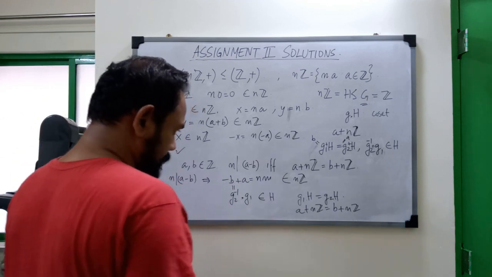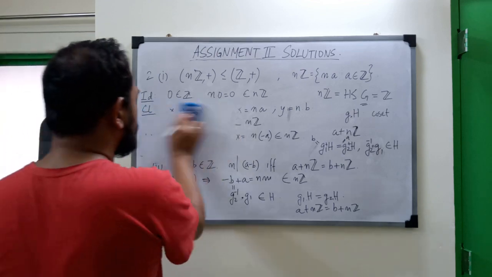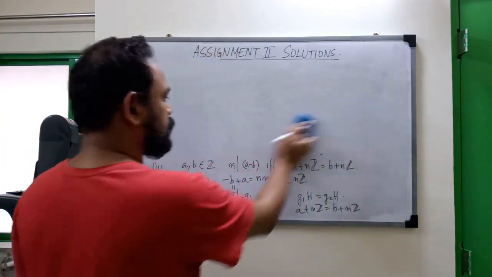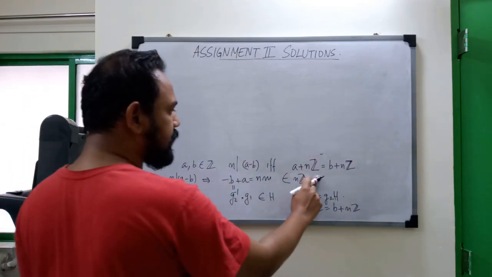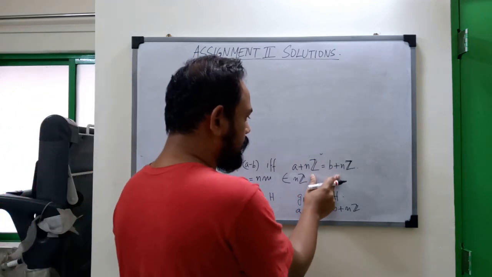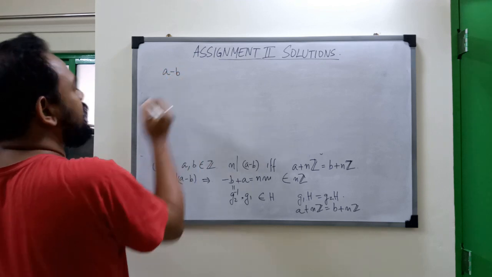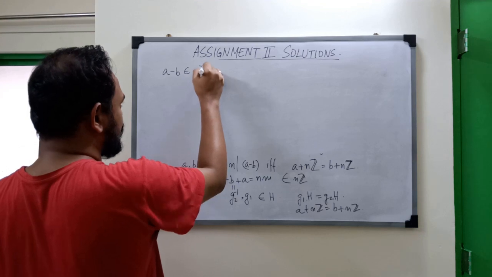What about the other way? When is the other way true? Let's show that. Suppose a plus nZ is b plus nZ, so they are the same as left cosets. That would really mean that a minus b has to be an element of nZ. That's what it means.